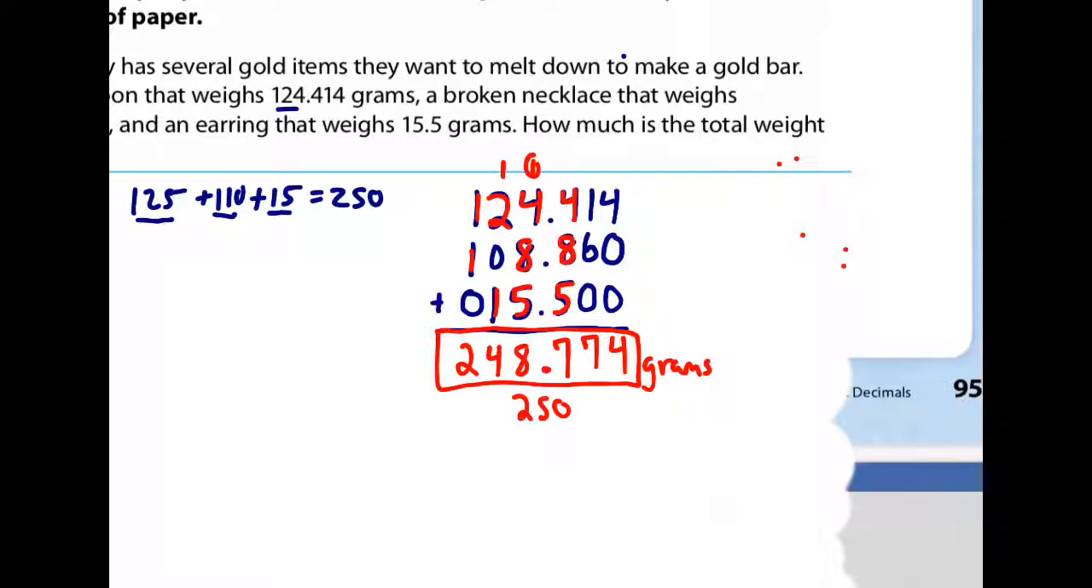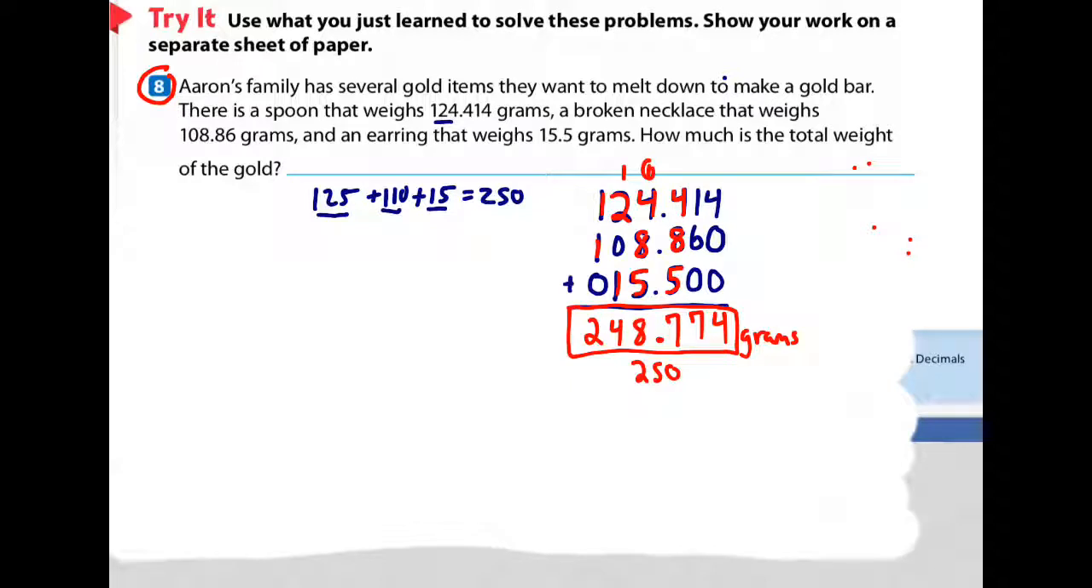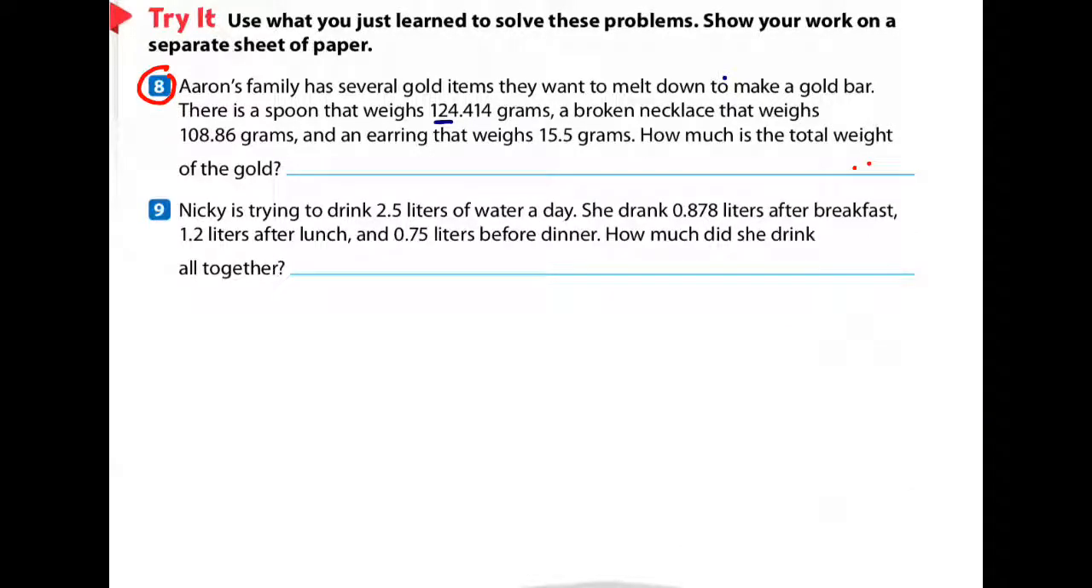All right, if you're all good, let's go on, and we're going to do problem 9. Okay, so number 9's ready. Your job, pause the video, do 9 completely on your own, restart the video when you're done. Go.